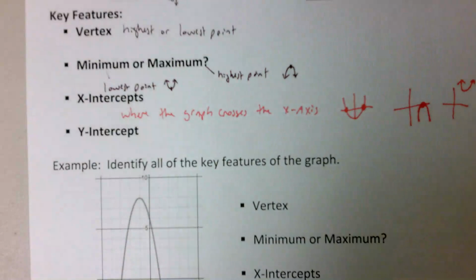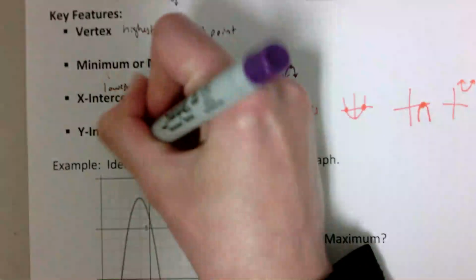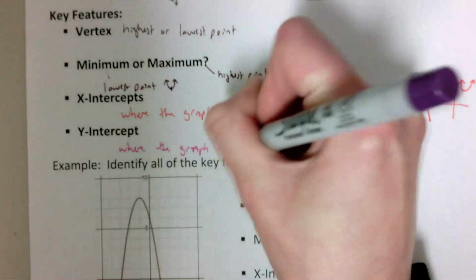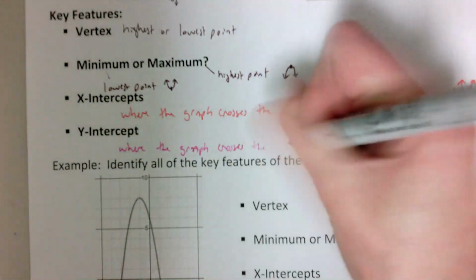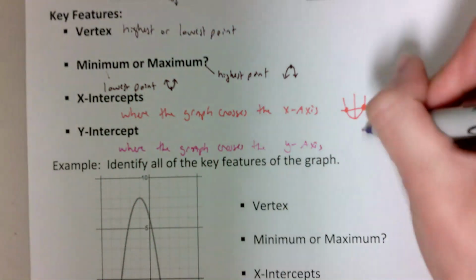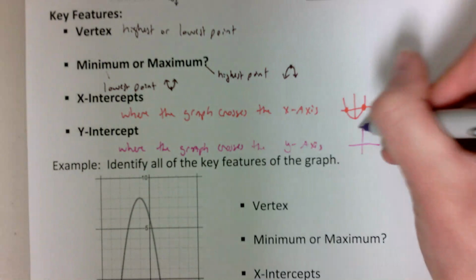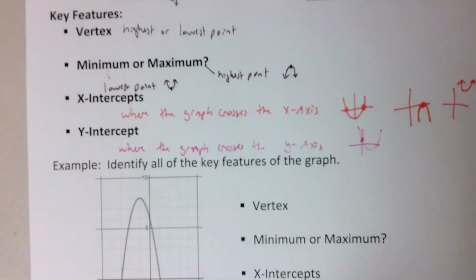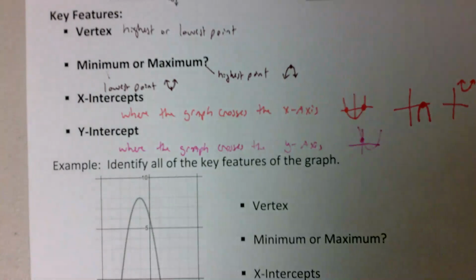And then the last one is our y-intercept, which is where the graph crosses the y-axis. All right, so that's going to be, as an example, here's my parabola. It would be this point right there where it crosses the y-axis.